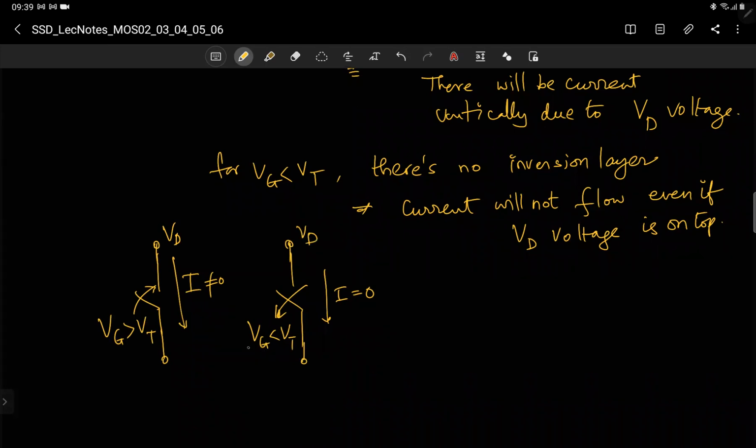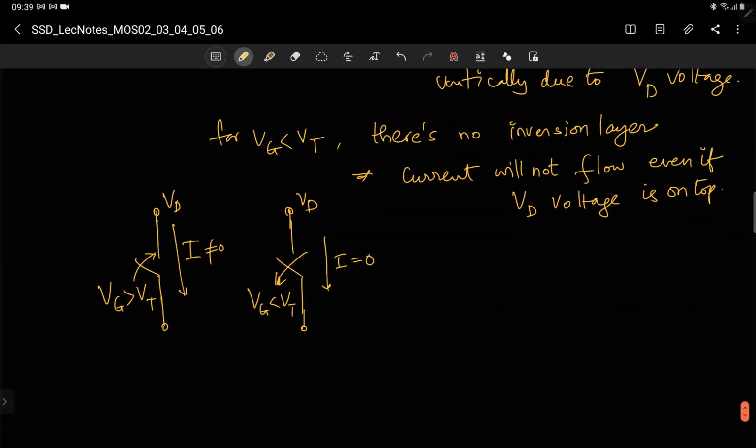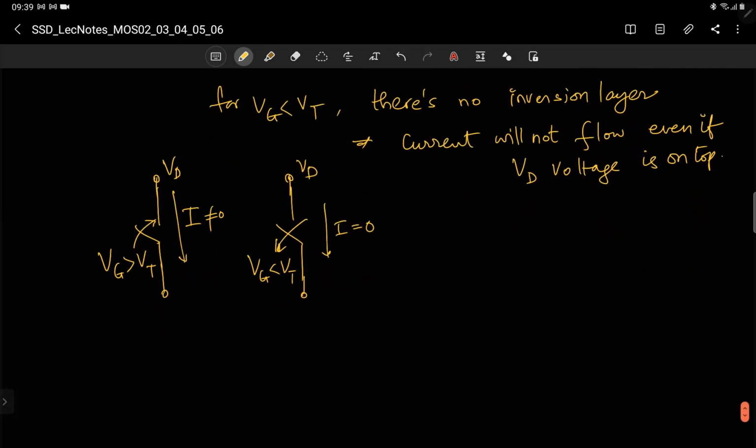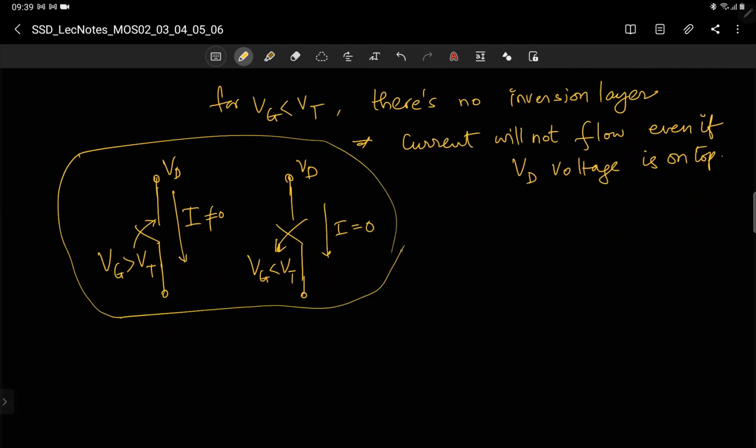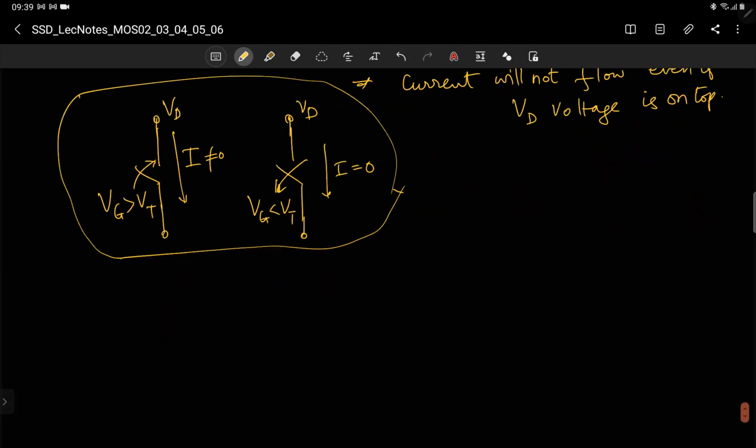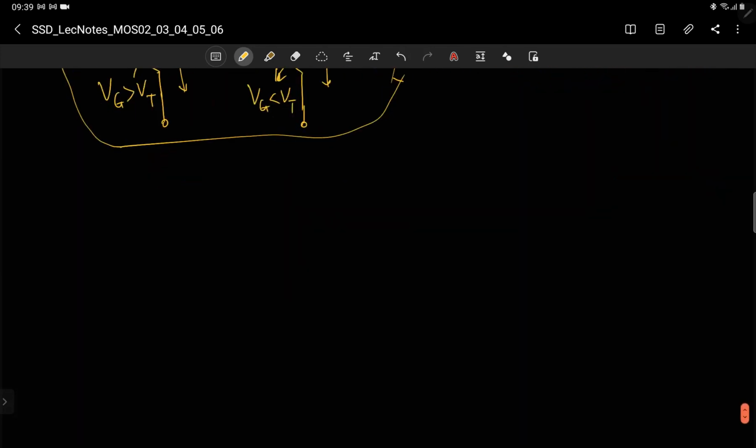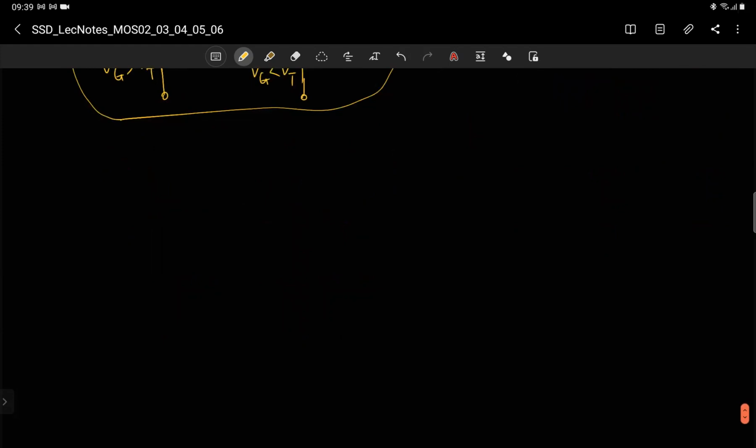And if Vg is less than Vt, the control voltage is less than the threshold voltage. There is no inversion layer, so the current cannot flow because mobile carriers are not there. So even if Vd is there, it acts like a switch because carriers are not there. It cannot conduct, so I is 0. So this is the picture we have for the MOSFET, which is the MOS transistor, seen as a switch now.